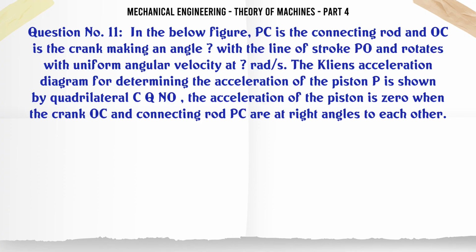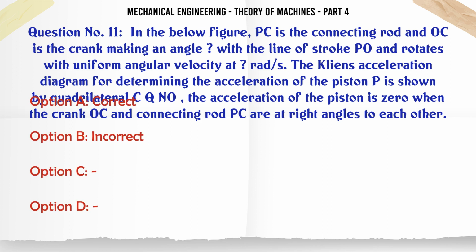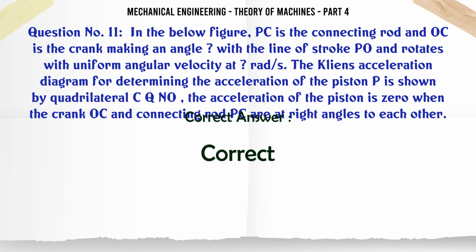In the below figure, PC is the connecting rod and OC is the crank making an angle θ with the line of stroke PO and rotates with uniform angular velocity ω rad/s. The Klein's acceleration diagram for determining the acceleration of the piston P is shown by quadrilateral CQ. Note the acceleration of the piston is 0 when the crank OC and connecting rod PC are at right angles to each other. A. Correct, B. Incorrect, C. D. The correct answer is correct.